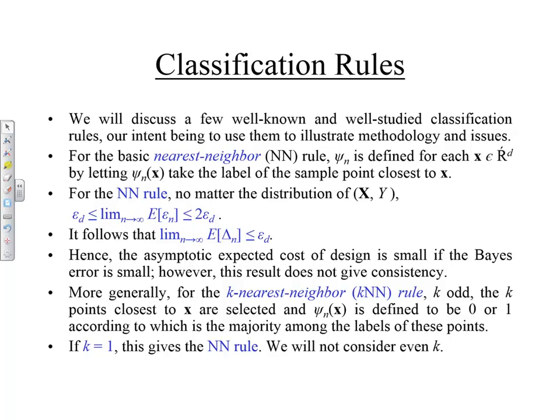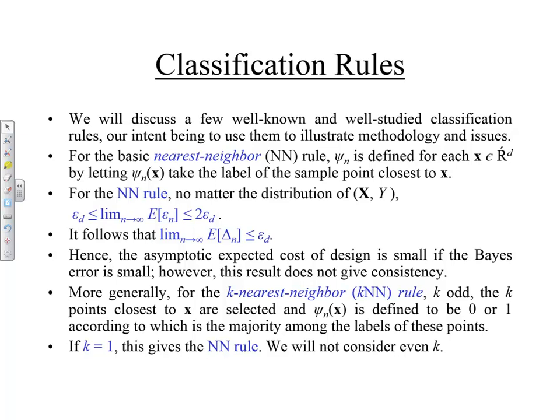So the first classification rule that we'll talk about is the nearest neighbor rule. Basically, if you have a bunch of points and you want to classify a point, you look at the label of its nearest neighbor, and you just give it the same label as that of its nearest neighbor. So for the basic nearest neighbor or NN rule, psi n is defined for each x in R^d by letting psi n of x take the label of the sample point that is closest to x.